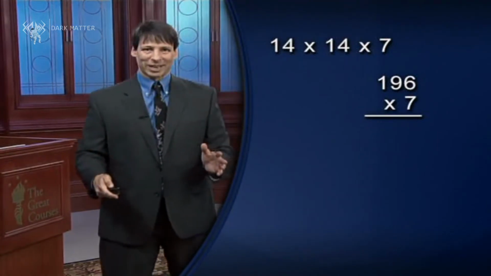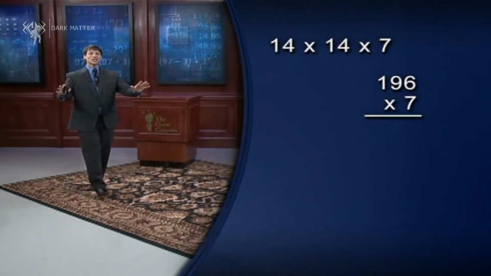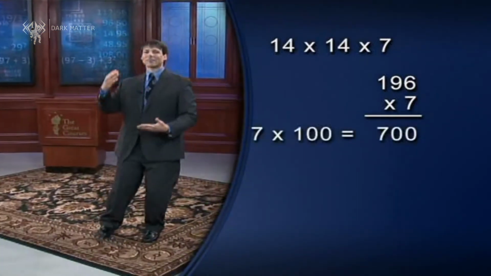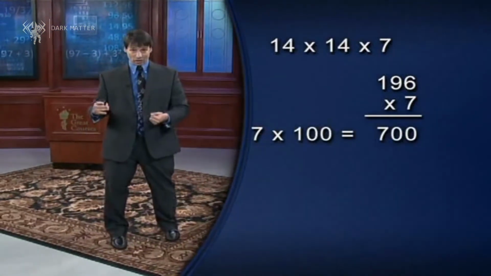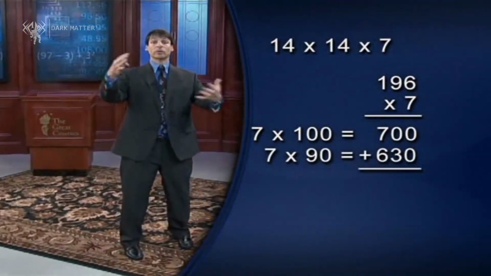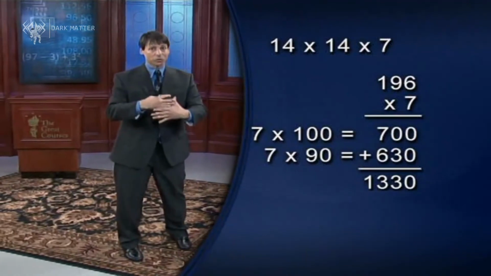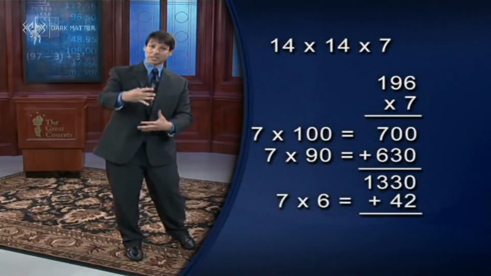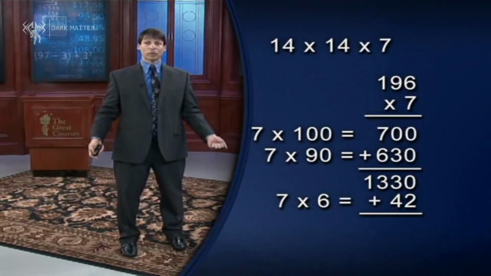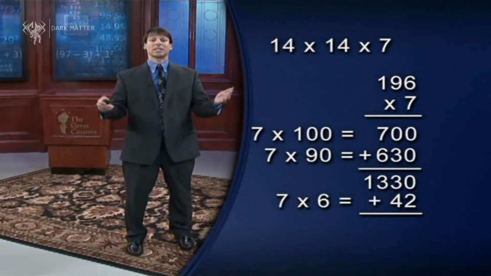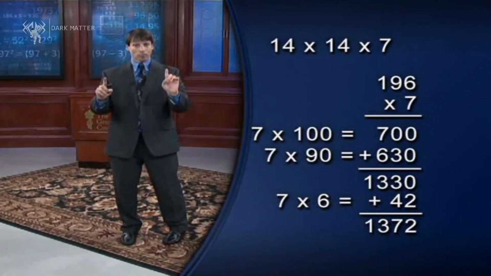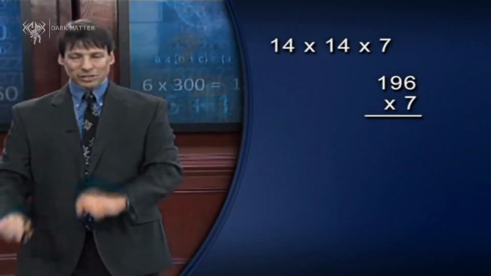Okay, so the original problem, 14 times 14 times 7 becomes 196 times 7, which we can also do in a few different ways. Using the addition method, we can do 196 times 7 by doing 7 times 100, 700, 7 times 90, 630. Add those together to get 1,330, then do 7 times 6, 42, add those together, 1,330 plus 42 to get 1,372 cubic feet.